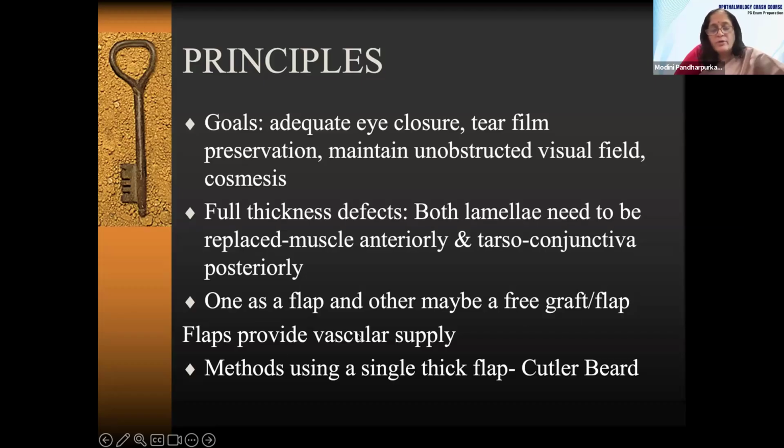You cannot have two free grafts, one on top of another, because the vascular take-up and retention of the graft may become a challenge. Vascularity has to be there in one lamella, anterior or posterior. The other can be a free graft. Depending on your defect and where it is, you decide which lamella you want a flap and where you want a graft.